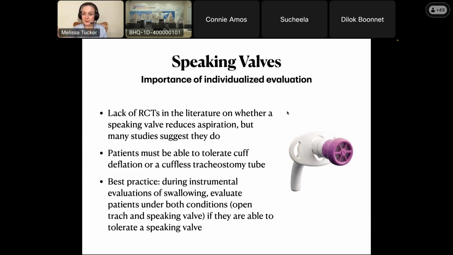So the speaking valves that I mentioned earlier, this is a picture of one type of speaking valve. This is a Passy Muir speaking valve, and I think this is the number 1. We call it the purple valve at my facility.